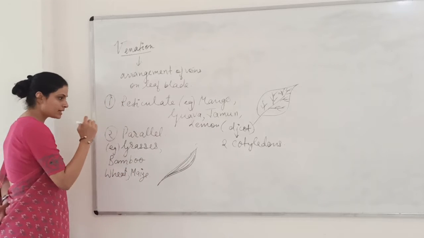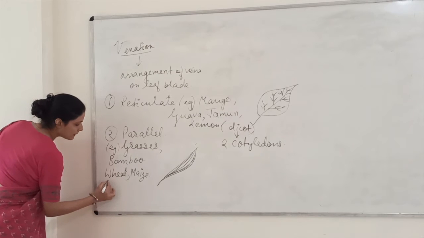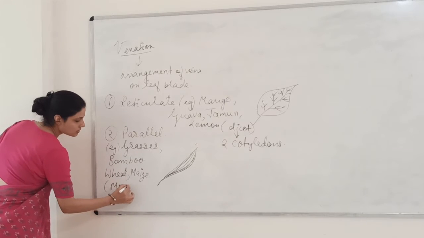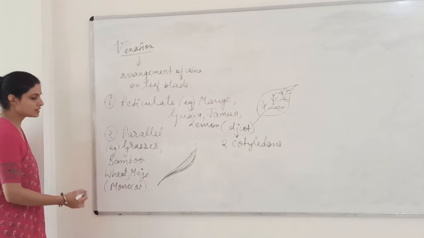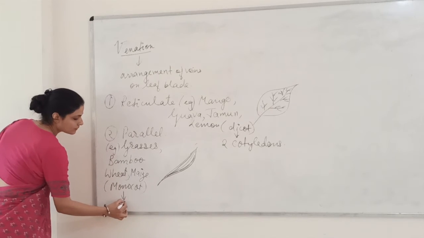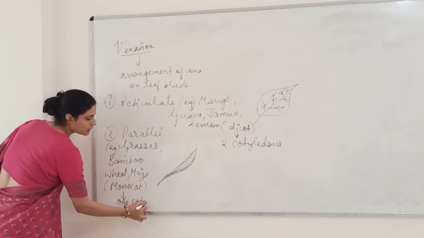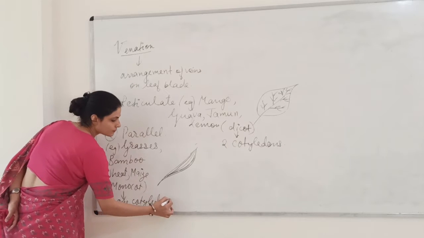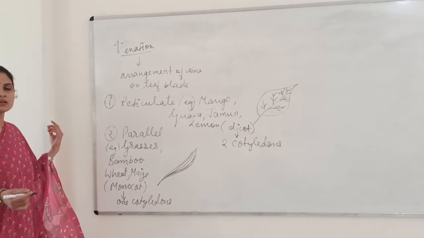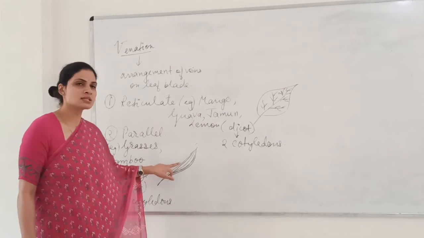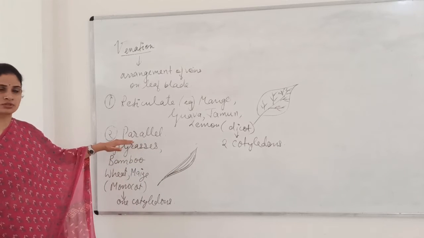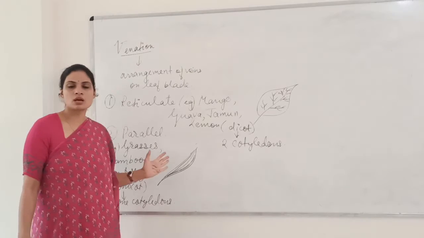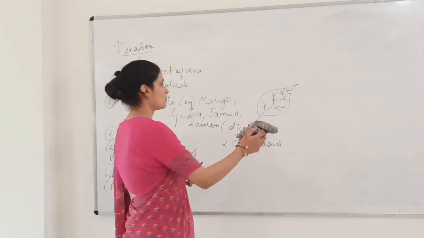You will find these in all the monocot plants. Monocot plants are those whose seeds have only one cotyledon. So the leaves which have parallel veins are called parallel venation. So this was all about the types of venation.